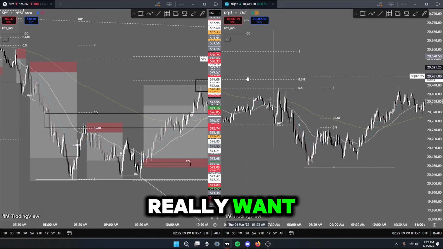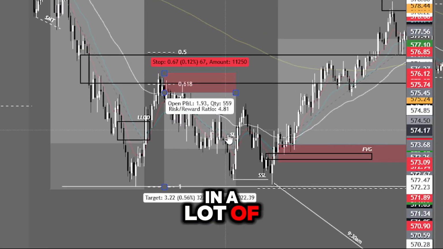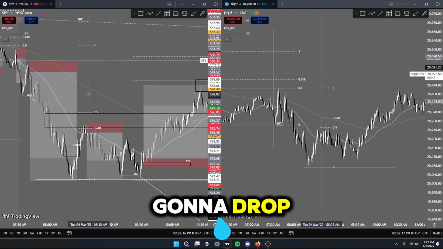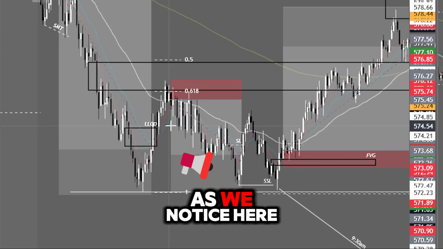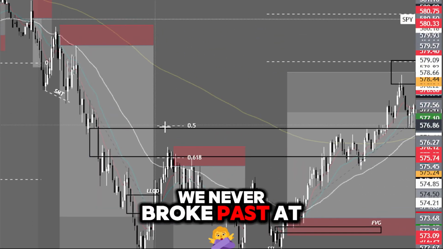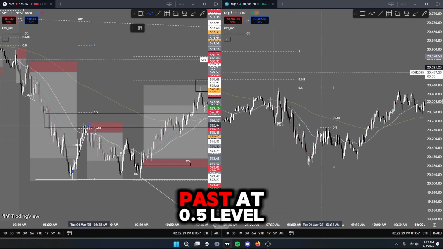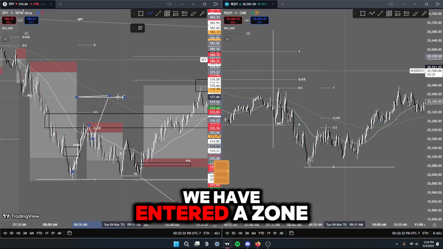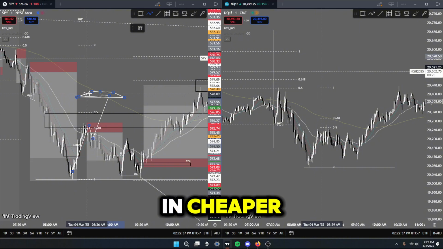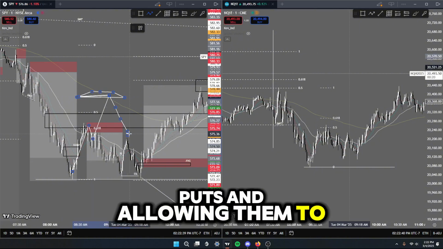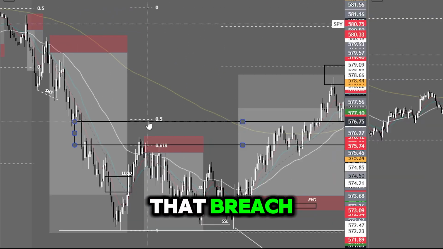One thing I really want you guys to start doing a bit more often, which I've noticed has saved me in a lot of ways in recognizing when we're going to drop earlier, is checking whether NQ is doing something similar. As we notice here, we never broke past that 0.5 level, and that's exactly what we try to look for, because once we break past that 0.5 level, we have entered a zone of discount, allowing market makers to fill in cheaper puts and then drag the market down. But as we see here, we never made that breach.